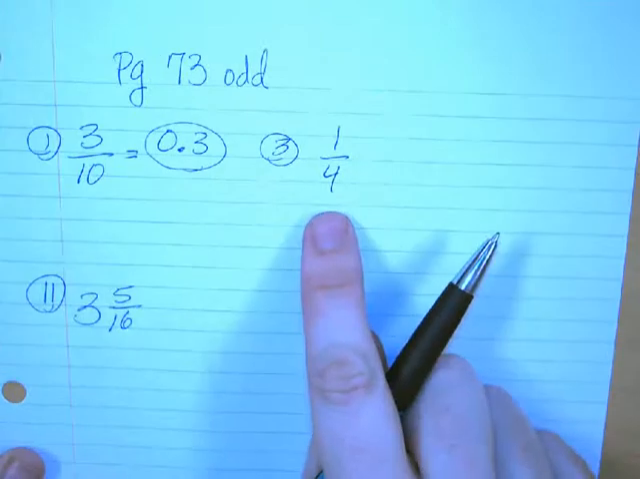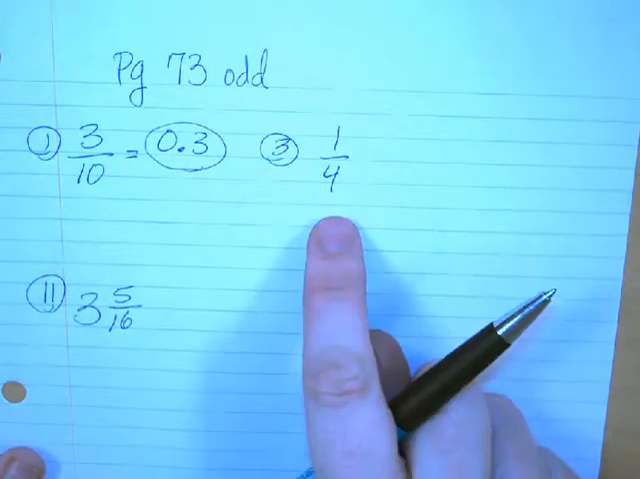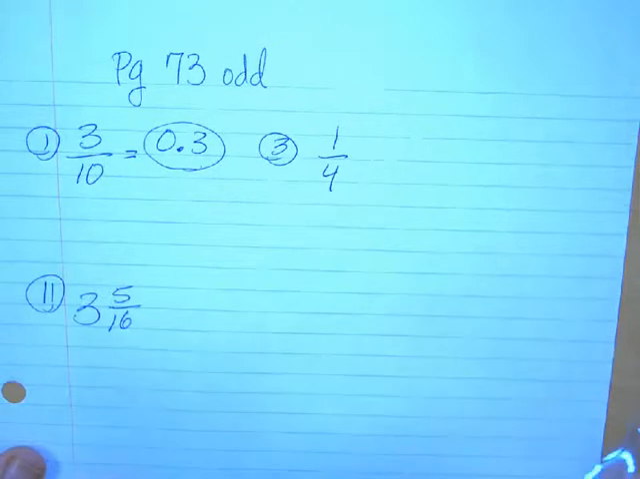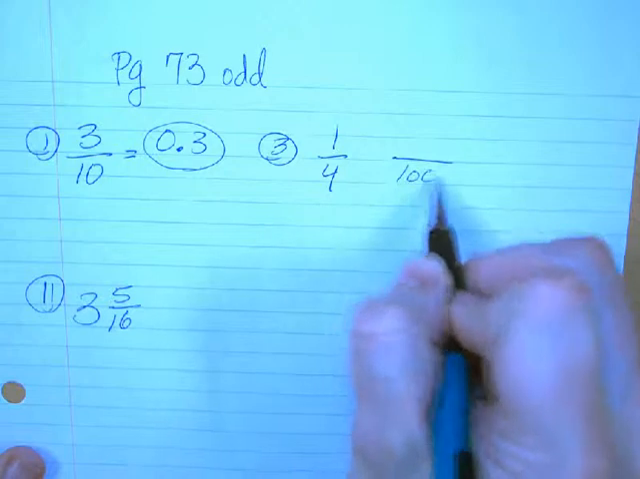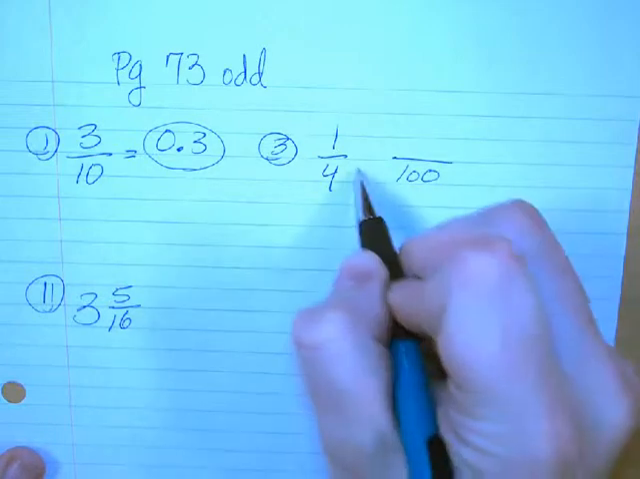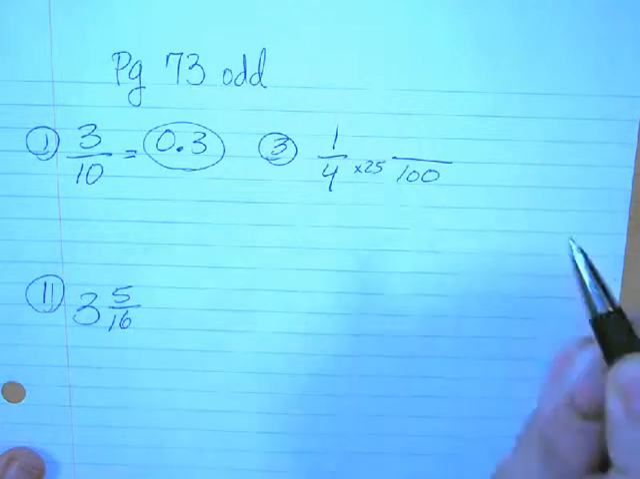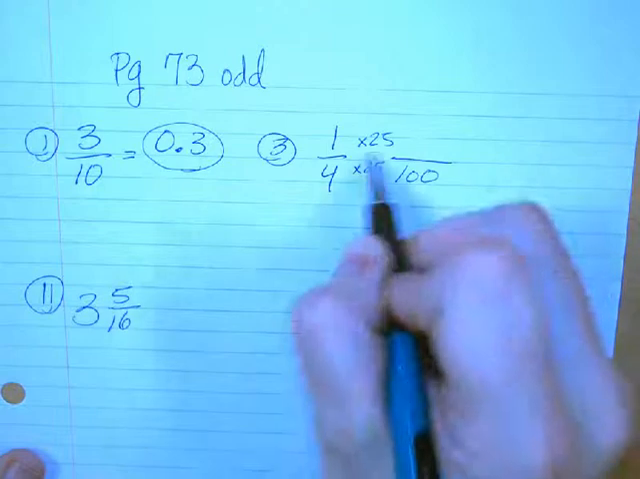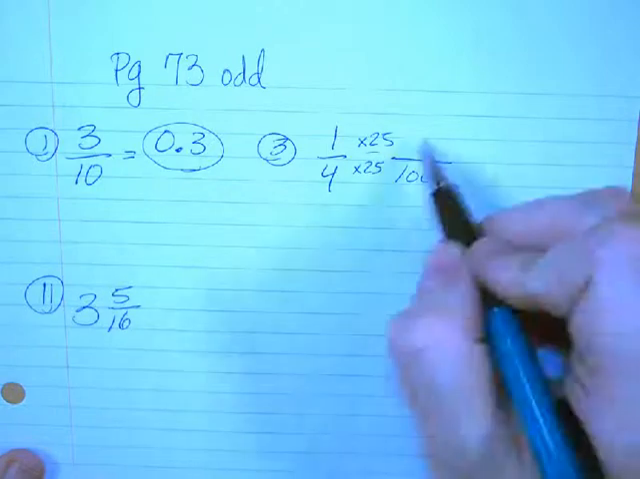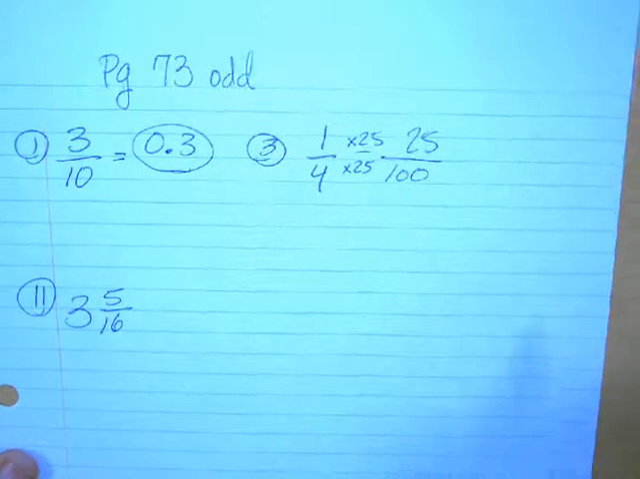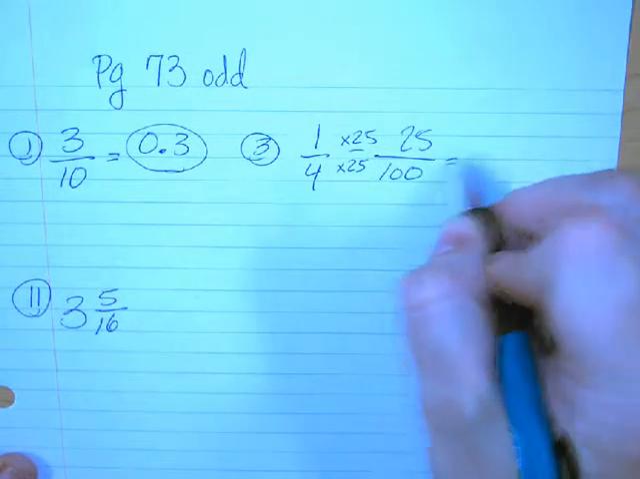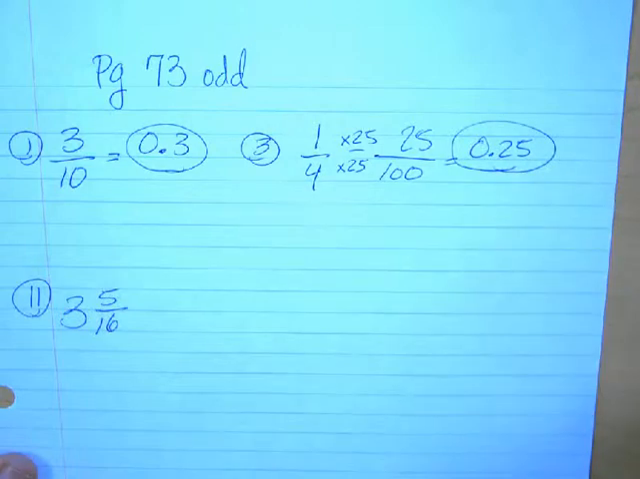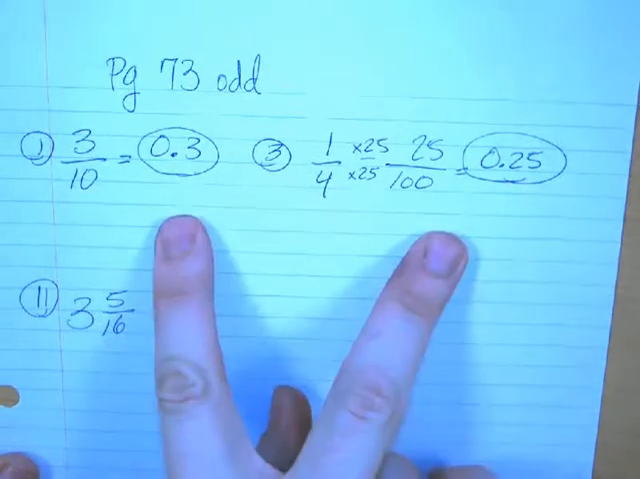Sometimes we might have to do a little work to get there. On this one we already had 10. Well, there's no decimal place for fourths. However, I could get 4 to become hundredths by multiplying 4 by 25. I could do the same thing here because I want to have an equivalent fraction. 1 times 25 is 25. That's 25 hundredths. Okay? This is a shortcut method.